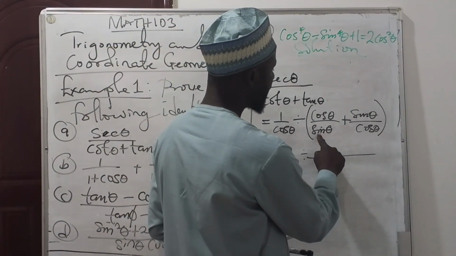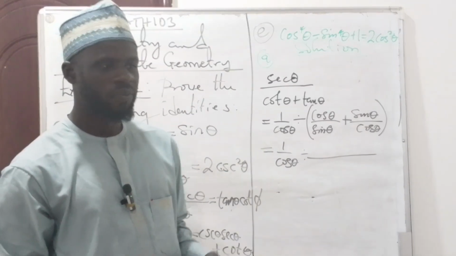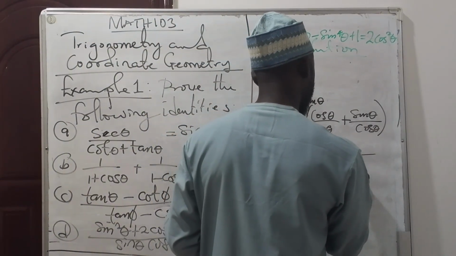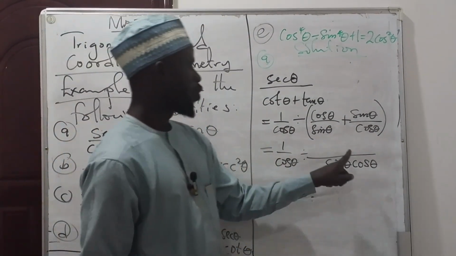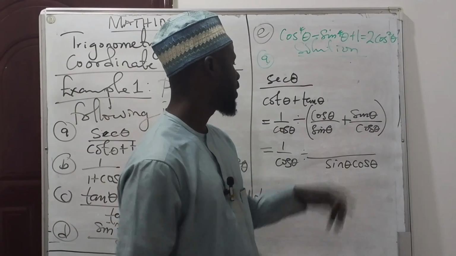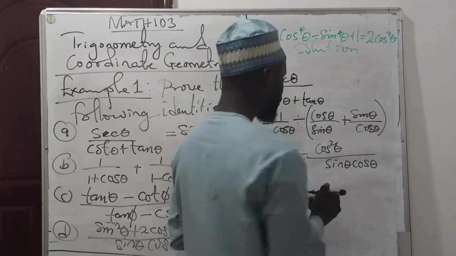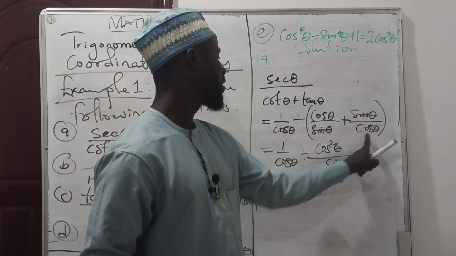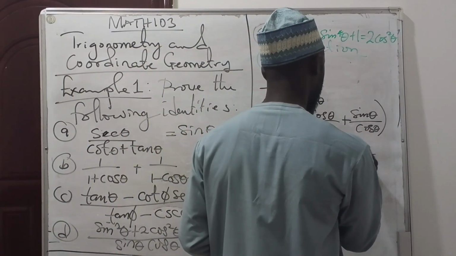You see sine theta and cos theta, none is a factor of the other, and so their LCM is their product. So sine theta cos theta is the LCM. Sine theta cos theta divided by sine theta, I have cos theta, times cos theta, therefore I have cos square theta. Sine theta cos theta divided by cos theta, the answer is sine theta, times sine theta, so I have sine square theta.